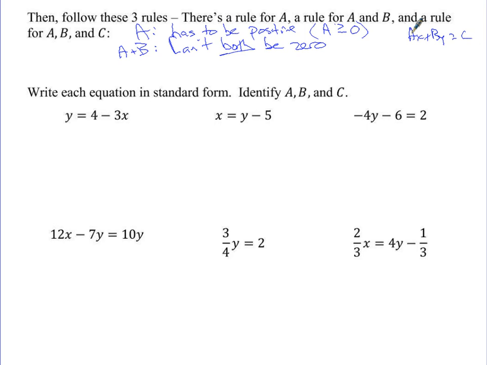If A is 0, then this term disappears. If B is 0, then this term also disappears, and I'm left with 0 equals some number. Is that true? No, it's not true, okay? So this one usually takes care of itself. If you're looking at an equation, this rule is almost always already satisfied, so we don't have to worry about it too much.